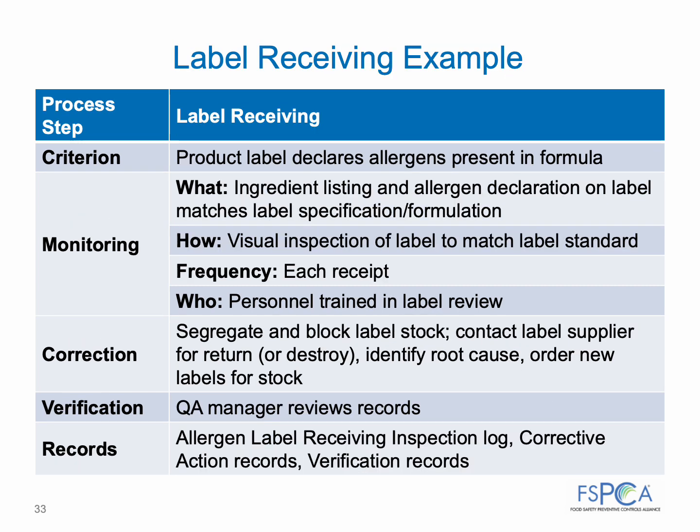This slide demonstrates an example of an allergen preventive control for label receiving by warehouse staff. The example includes possible parameters and values for label controls to ensure that the incoming label is correct. It is crucial that the information on the received label accurately reflects the formula for the designated product and accurately declares the allergens in the formula. Also shown are the details of monitoring, correction, verification, and a listing of the relevant records.